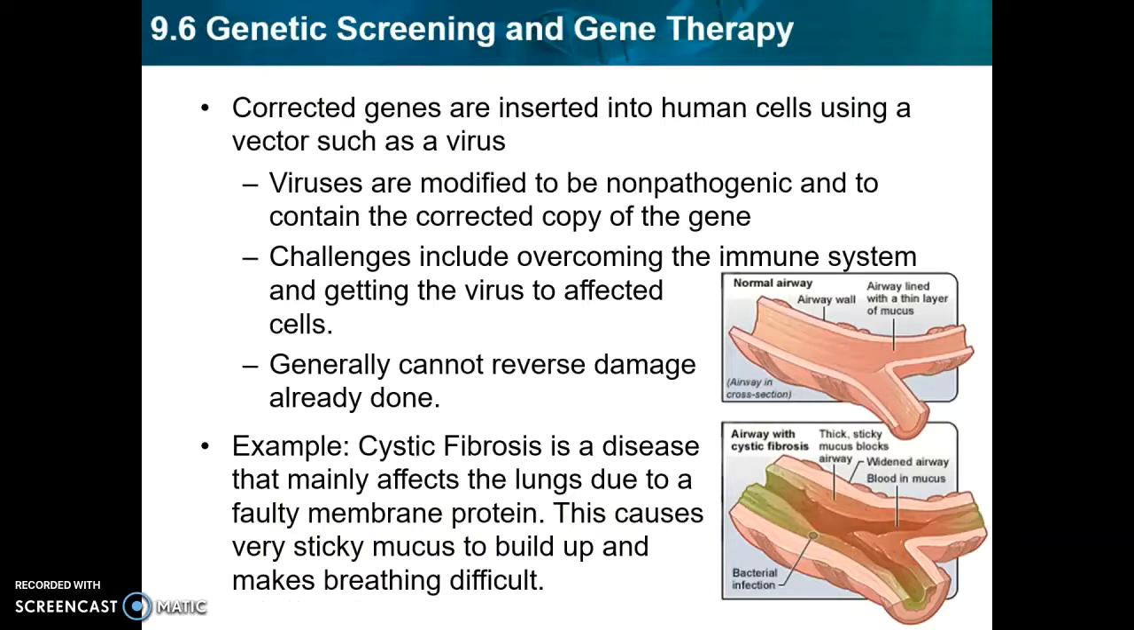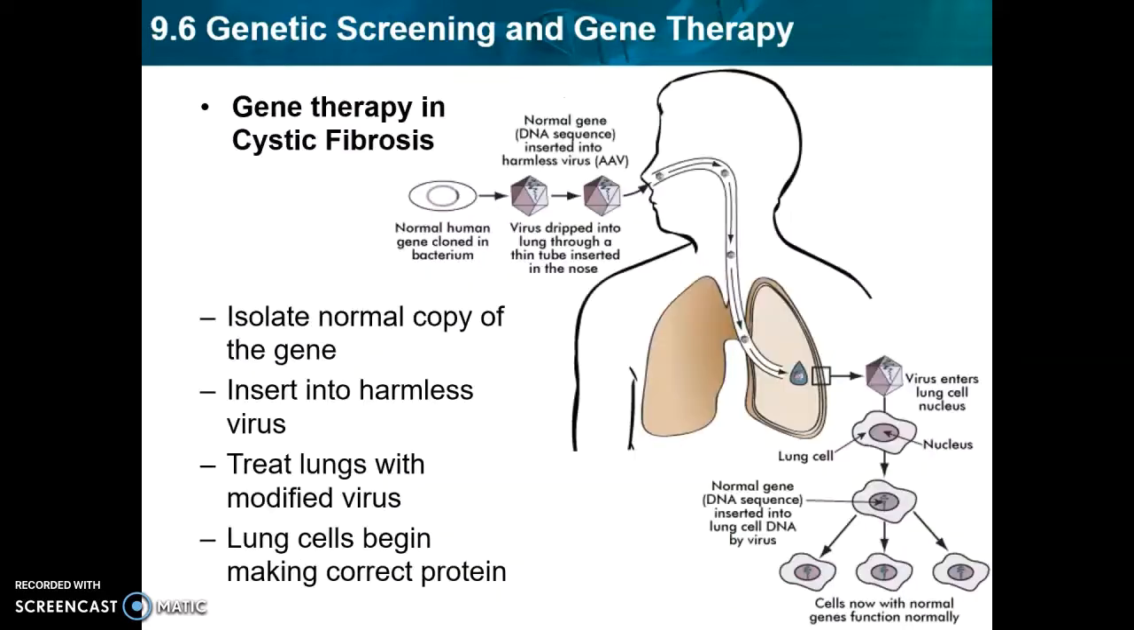When it doesn't work correctly, it can't transport the salts across the membrane, and that puts the water balance out of whack and it makes the mucus really thick and sticky. So to treat this with gene therapy, you would engineer a virus to have a corrected version of the gene for that CFTR protein. You would infect the person. It would need to go into their airways, needs to go into the lung tissue where the damage has occurred. And then the virus can inject the DNA into the lung cells of the person with cystic fibrosis.